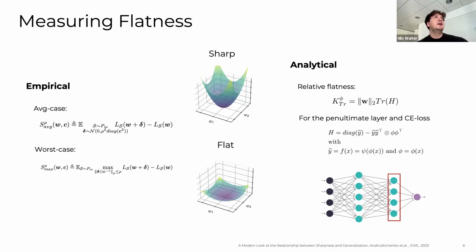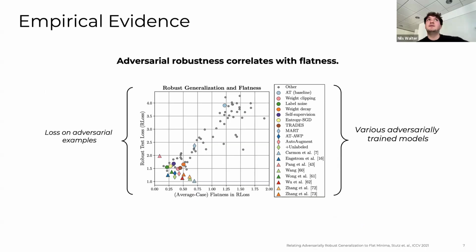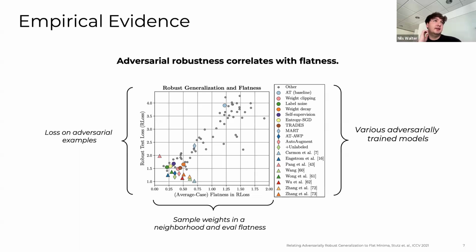More details later. Okay, then there's also empirical evidence that when you measure this average-case flatness, there is indeed a strong correlation with robustness. Here on the left, on the y-axis, you see the loss on these adversarial examples. Here, there are various adversarially trained models, I think over 20 in total. And then here you have this average-case flatness that I showed earlier, where you just sample weights in the neighborhood and evaluate the flatness as well as the loss. And you can see that it nicely correlates.